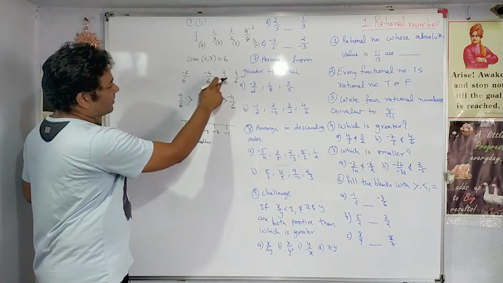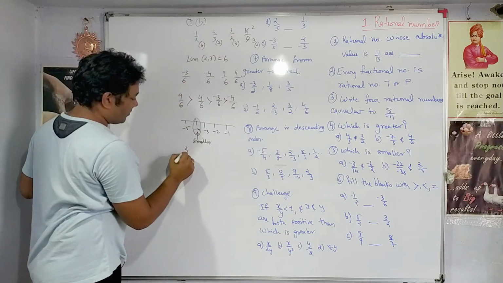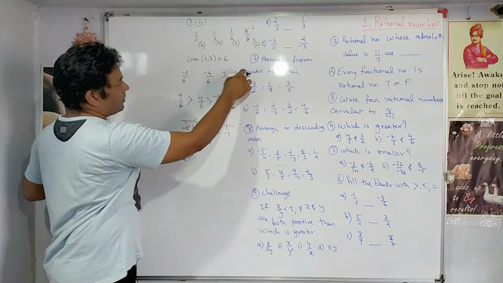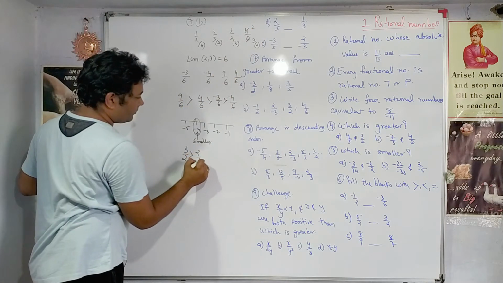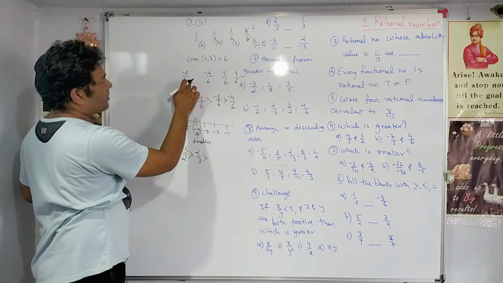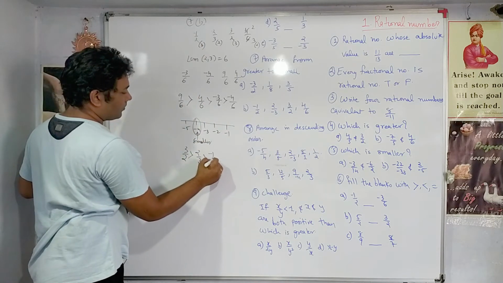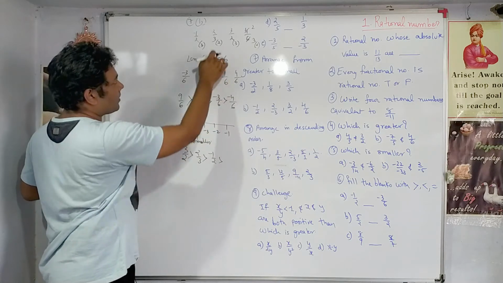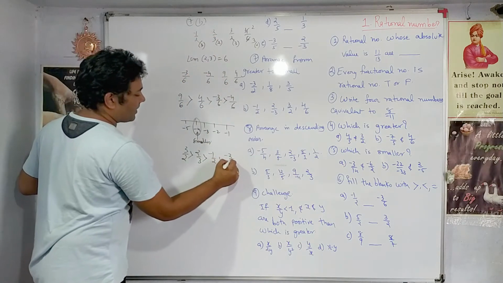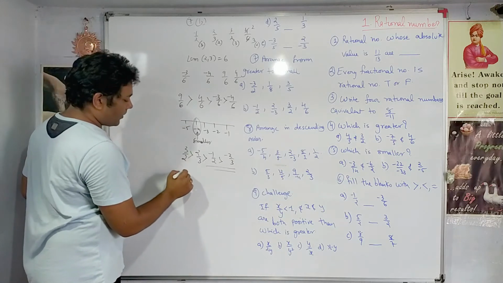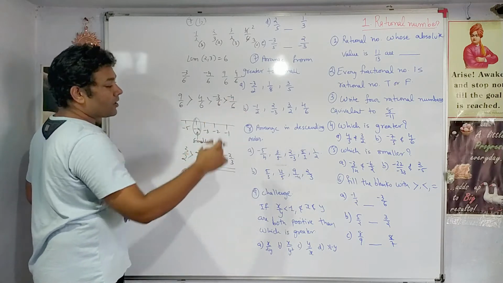9 by 6 is nothing but 3 by 2. 4 by 6 is nothing but 2 by 3. Then minus 3 by 6 resembles minus 1 by 2. And the last one, minus 4 by 6, is equivalent to minus 2 by 3. This is the answer. Then next question 8, arrange in descending order.